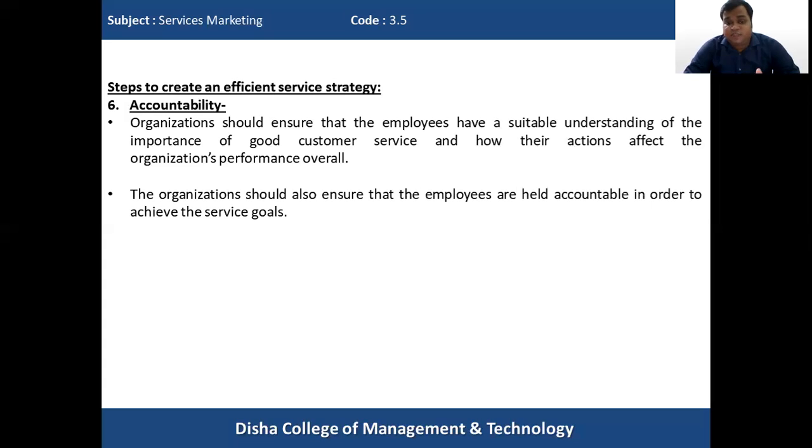Because if these employees are not held accountable or answerable, then they will not be able to achieve the service goals that have been set by the organization. As we have already studied in one of the earlier steps, a proper goal has to be set for the service team, and the employees working in the service teams should be held accountable for whatever mistakes they are making.